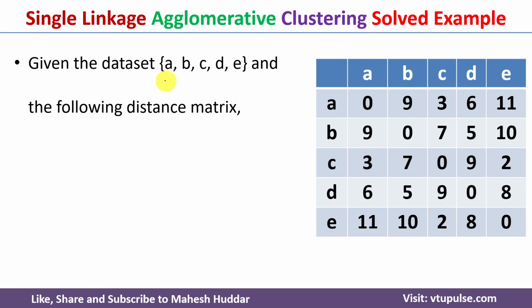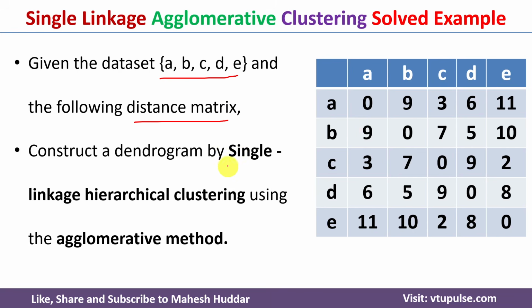In this case, we have been given a data set with 5 data points, that is A, B, C, D, E. Also, the distance matrix is given to us. That means the distance between a pair of data points is given. Given this data set, we need to use the single linkage hierarchical clustering algorithm, and we need to divide this data set into different clusters here. And then we need to draw the dendrogram in this case.